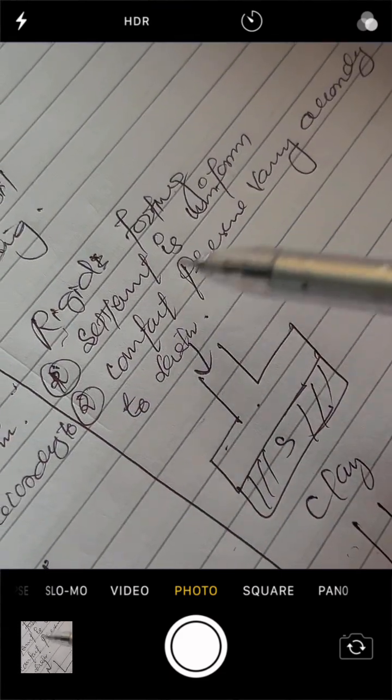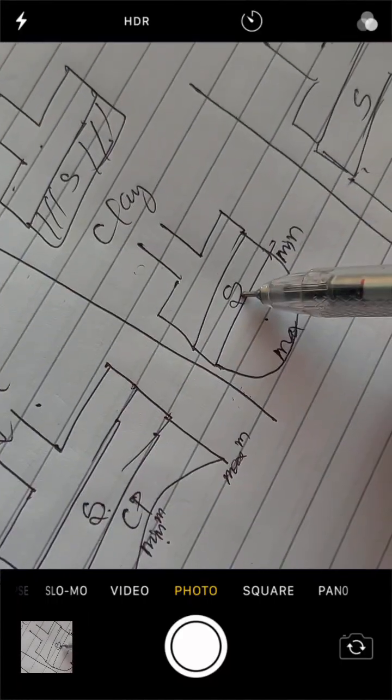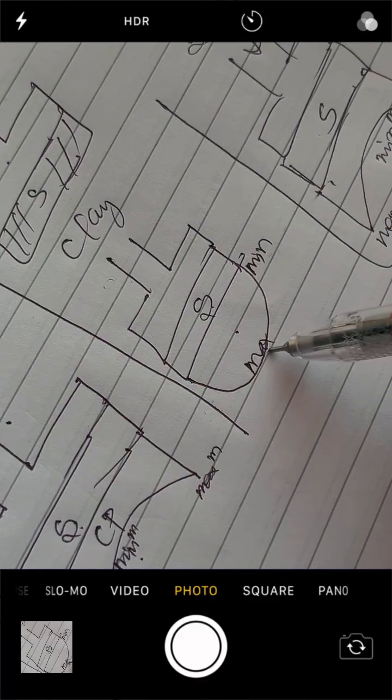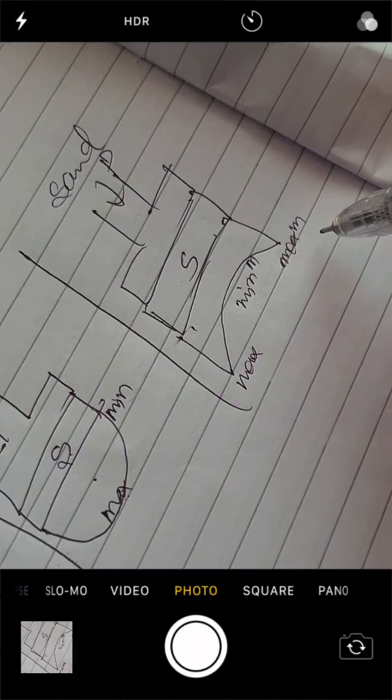And for the rigid footing, the settlement is uniform. The contact pressure will vary according to the length. Settlement is uniform, and the contact pressure is varying, maximum at the center and minimum at the edge for clay. And for the case of sand, minimum at the center and maximum at the edge.